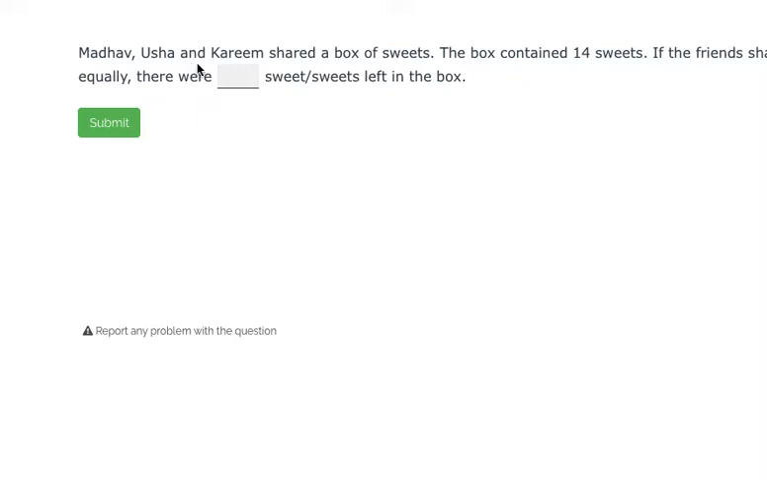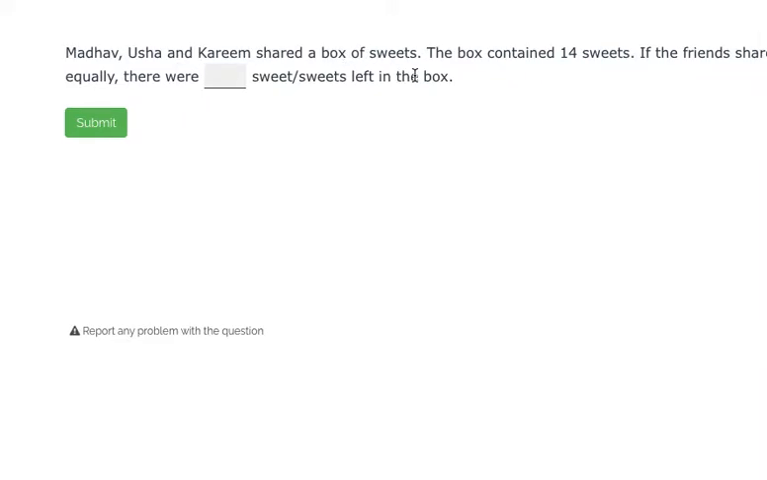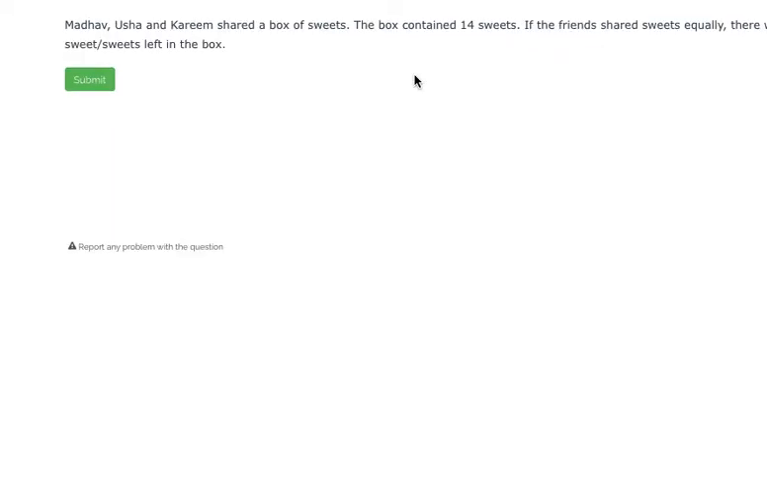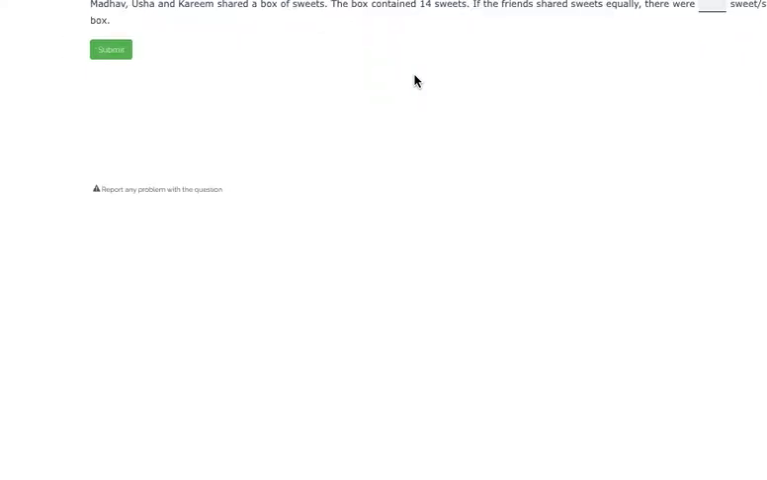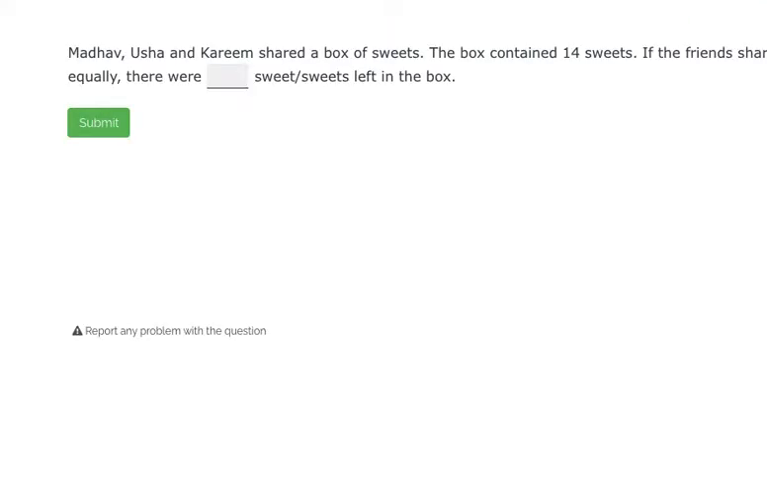Madhav, Usha and Kareem shared a box of sweets. The box contained a total of 14 sweets. If the friends shared the sweets equally, there were blank sweets left in the box.